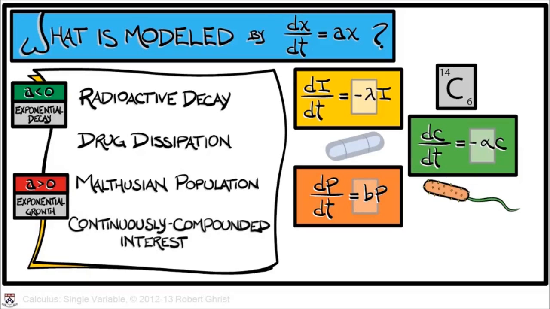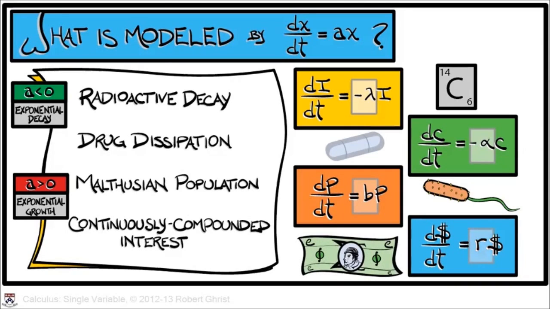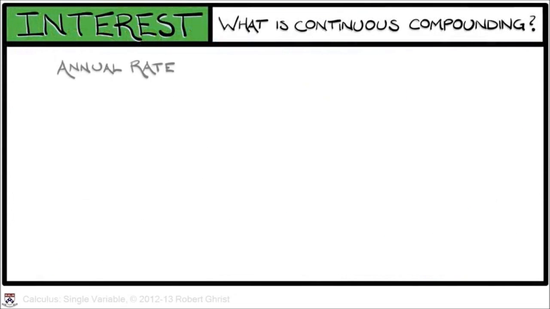On the other hand, continuously compounded interest is a fairly realistic model, at least in the short term. It says that the rate of change of the amount of money you have invested is proportional to how much is there. What is that constant of proportionality? Well, that is an investment rate. But what do we mean by continuous compounding?